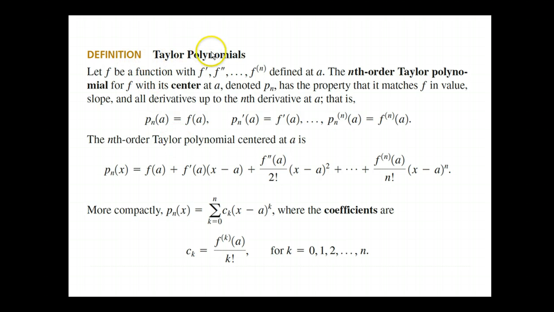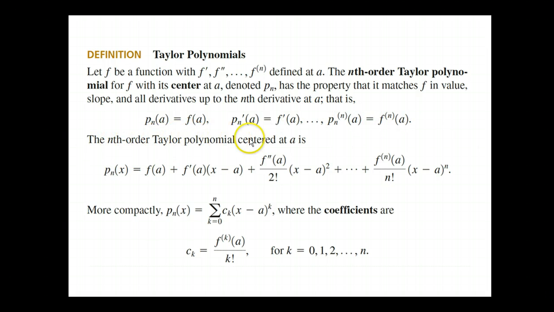So this is a definition from your book for Taylor polynomials. If we've got a function f and we have derivatives defined at a, where we want to approximate our function, we call the nth order Taylor polynomial the following. Its center is going to be at a. We denote it P sub n, the nth order Taylor polynomial. And it has the property that it matches f in terms of value, slope, or direction, like I said, concavity, and all derivatives up to the nth derivative at a, meaning all those features of the graph are going to match. That is, you have this statement here in terms of the derivatives all matching: value, slope, direction, concavity, change of concavity, all that stuff, right?